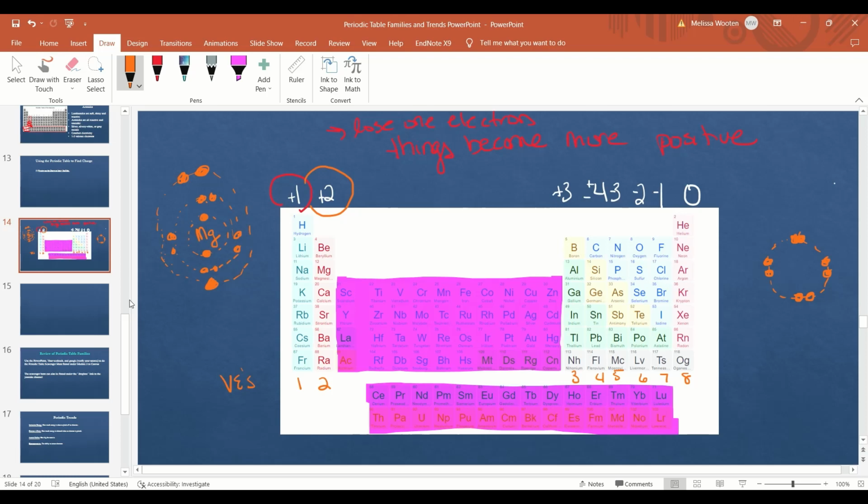Oh wait, I think this outer shell is 18, not 8, sorry. But still, it's easier to lose than it is to gain. And so, when you get to carbon, for example, you have 4, and I'll show you why it's plus or minus 4.